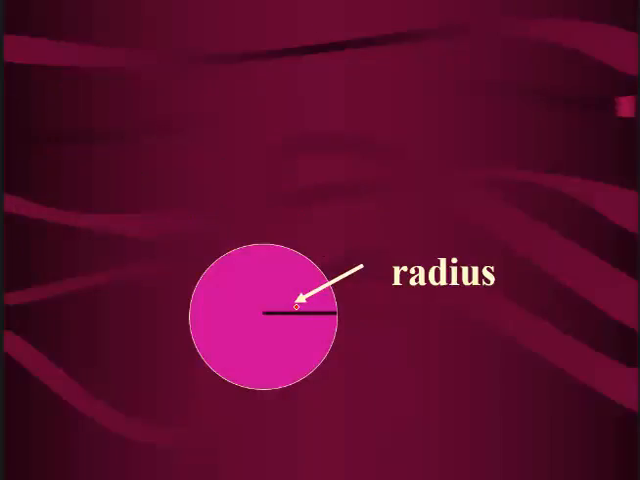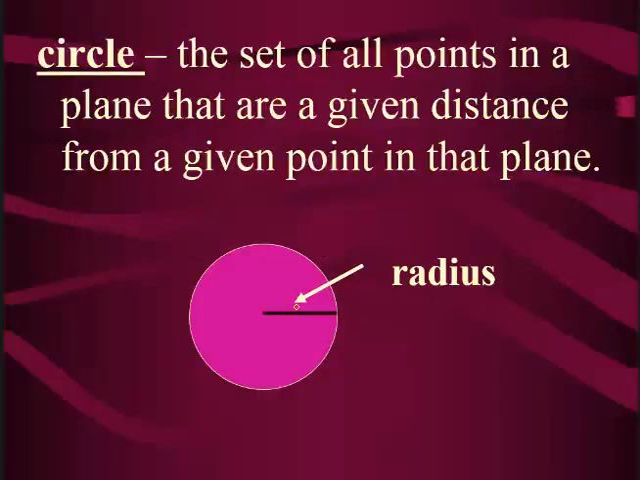So again, it's the set of all points in a plane that are a given distance from a given point in that plane. So it is two-dimensional. It's on a plane, on a flat piece of paper. You can draw a circle. Now there's several things that we can draw within a circle. We already learned the radius, which is from the center to the edge.